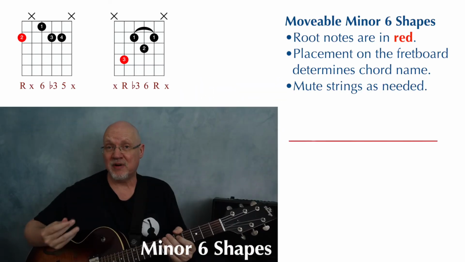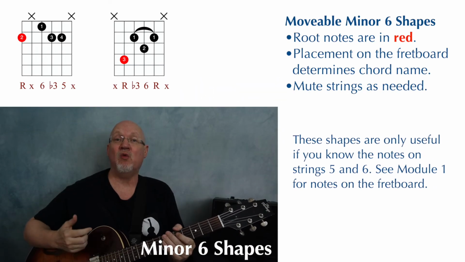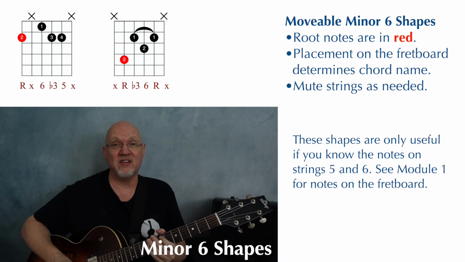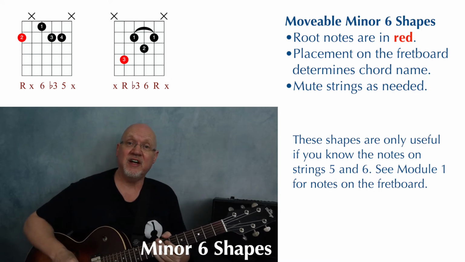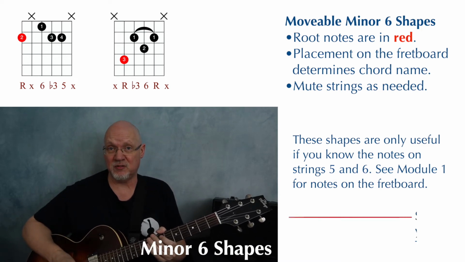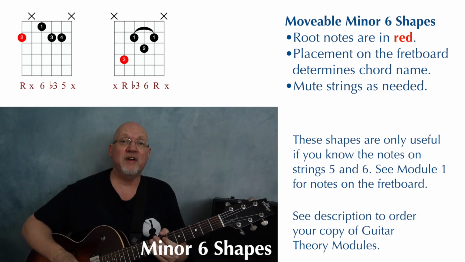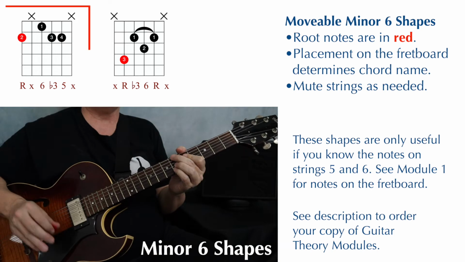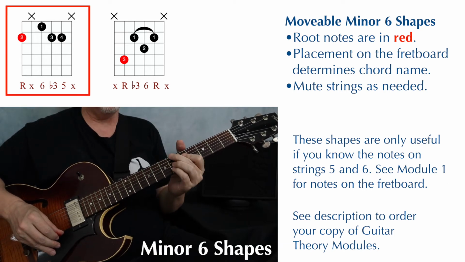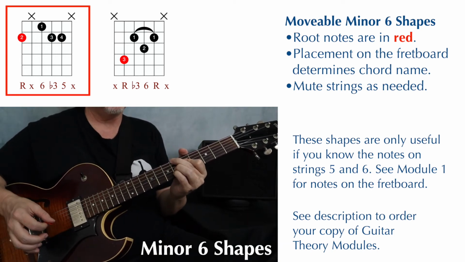Being able to write out minor 6 chords is all well and good, but you want to be able to play some minor 6 chords as well. So on page 169 we have 2 minor 6 shapes you can play. They're both movable. One has the root on the 5th string, one has the root on the 6th string. So here's a minor 6 shape you can play with the root on the 6th string.